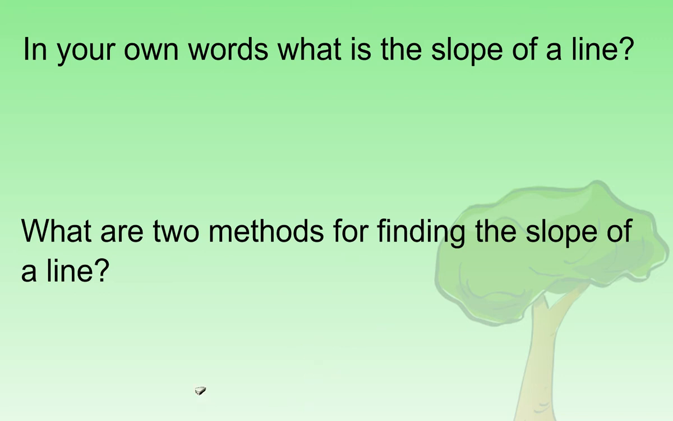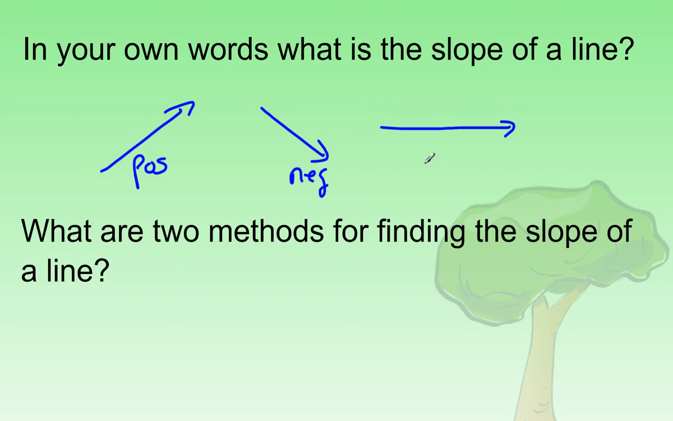Okay, so let's see. What is the slope of the line? Well, the slope of the line shows you how slanty the line is. It tells you if the line is going up, if it's positive. It tells you if the line is going down, which is negative. And we didn't talk about the other 2, but if you have a horizontal line perfectly flat, it has a slope of 0.